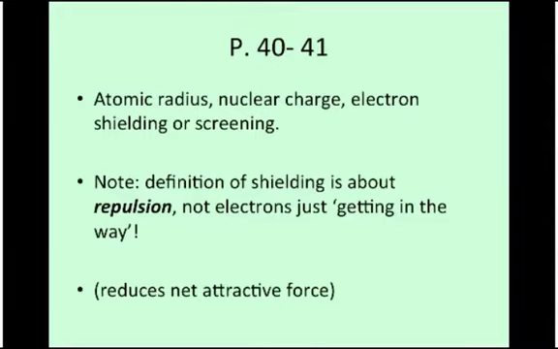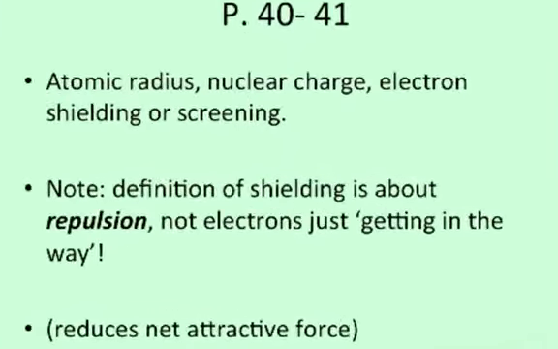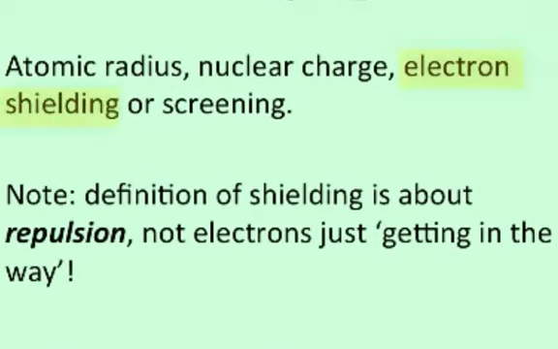The second factor is the charge on the nucleus, the nuclear charge. So if you have a greater nuclear charge, then you're going to get a greater force holding those electrons there, and it's going to be more difficult to remove them. You'll need more energy. The third factor is electron shielding, sometimes called electron screening.